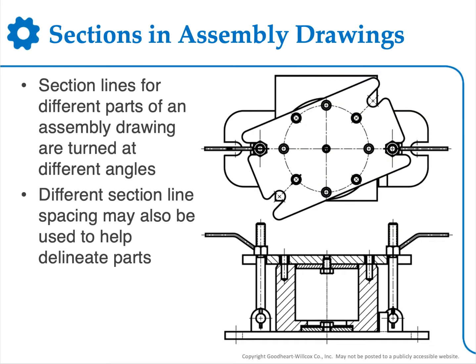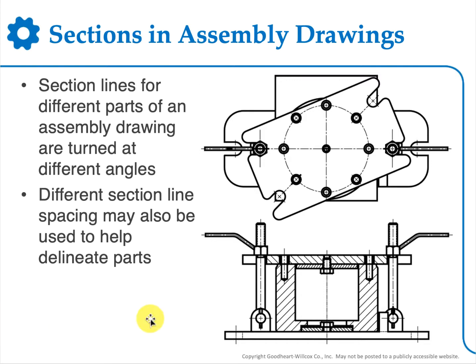We talked earlier about sections in the assembly drawing. Sometimes we have to use them, especially when we have lots of parts touching one another. I think one of the big things you want to keep in mind with sections in an assembly drawing is that your section lines are turned at different angles. The scale of them and the spacing should be different.